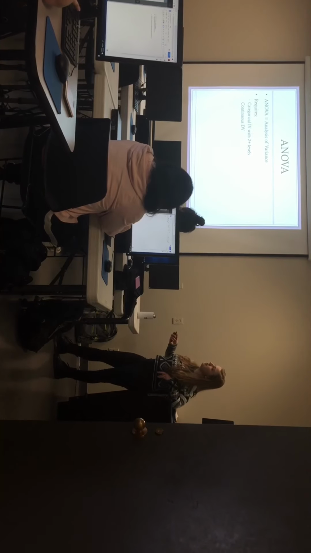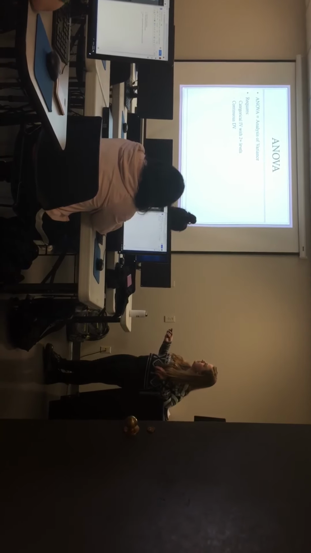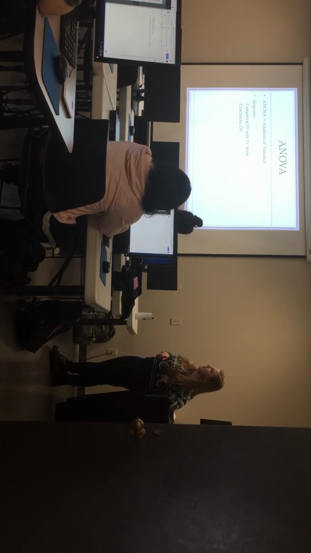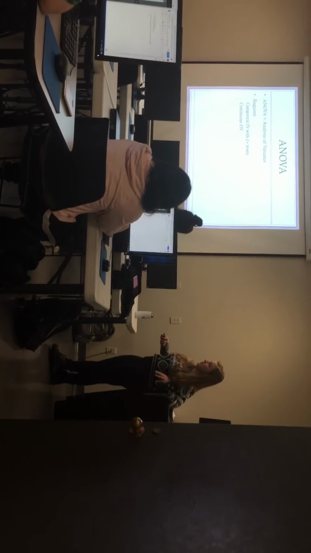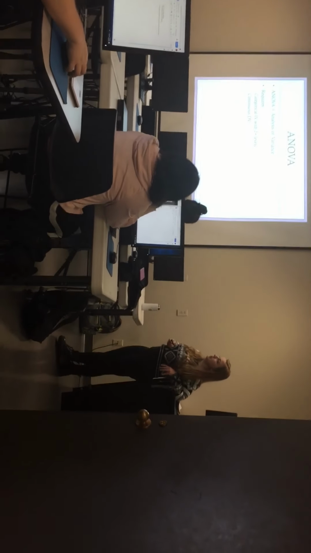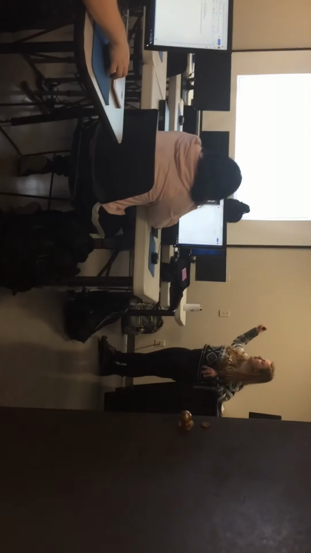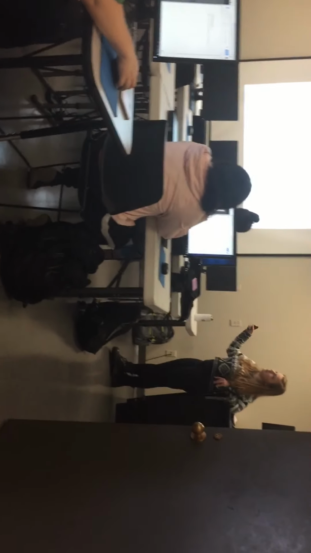What ANOVAs can do that a t-test can't is analyze categorical variables that have more than two groups. So if you have three groups within a variable, say we wanted to do gender where we included that other category, so we had male, female, and other, or if we were doing race where we had white, African American, Asian, Pacific Islander, other, etc.